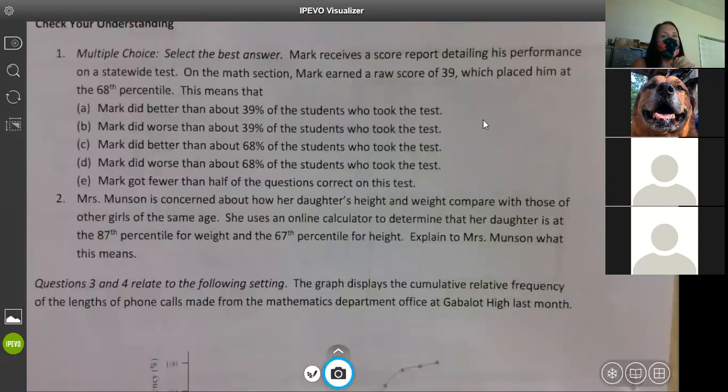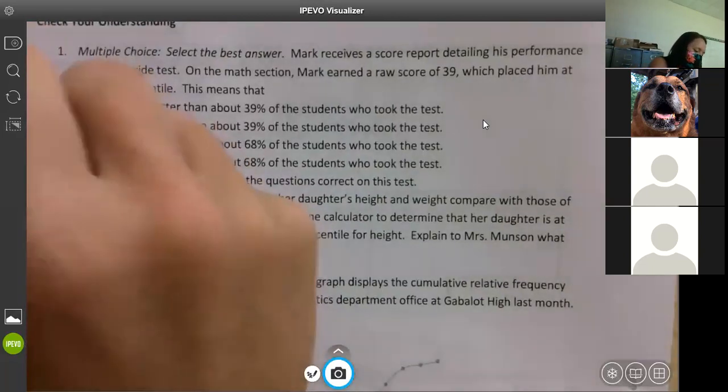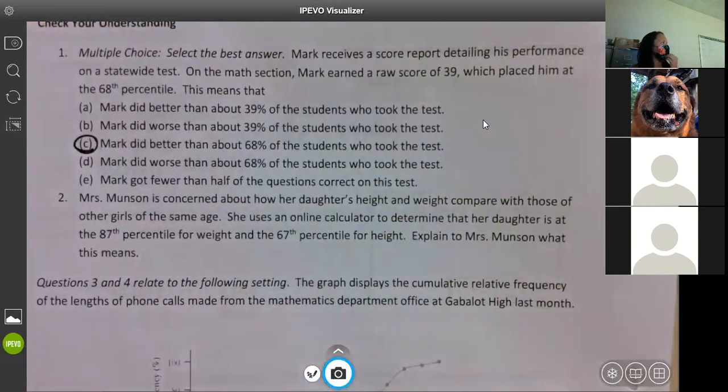Mark did better than 39%. Mark did worse than 39%. He did better than about 68%. He did worse than about 68%, or Mark got fewer than half of the questions correct on his test. Better than about 68. So A, B, C, or D? C. Make sure you put it in percentile form.